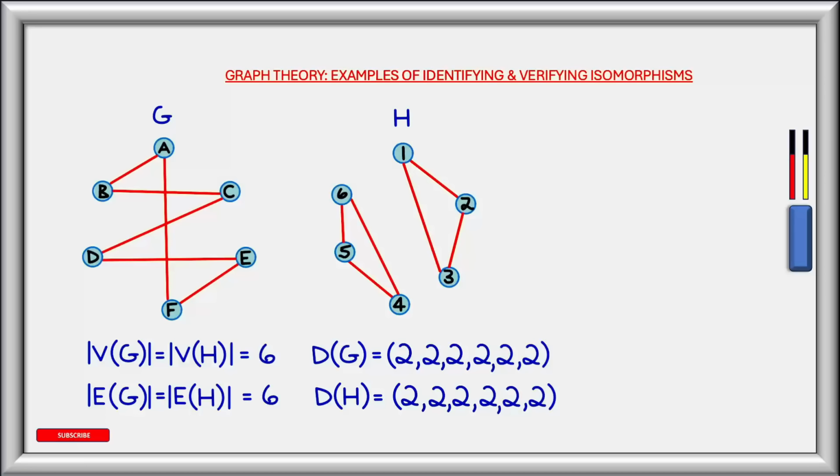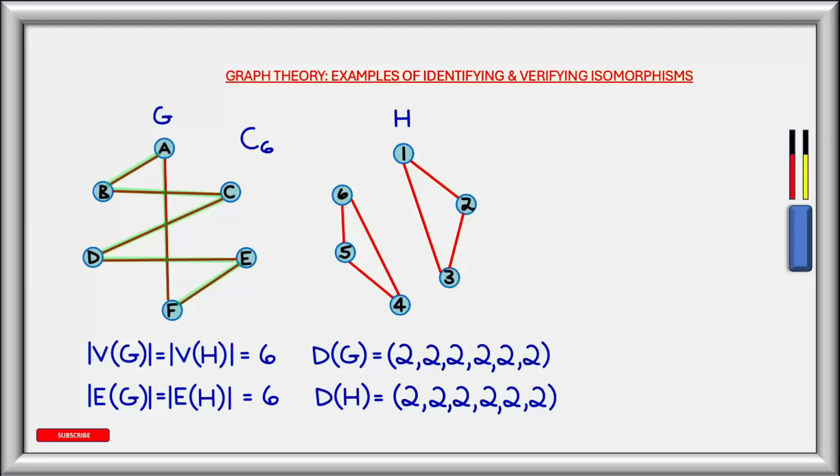So let's look at graph G. If we start at vertex A, we can travel to B, and then to C, to D, to E, to F, and then back to A again. So in graph G, we have a cycle of length 6. So it's a C6 cycle, and it includes all 6 vertices in graph G.